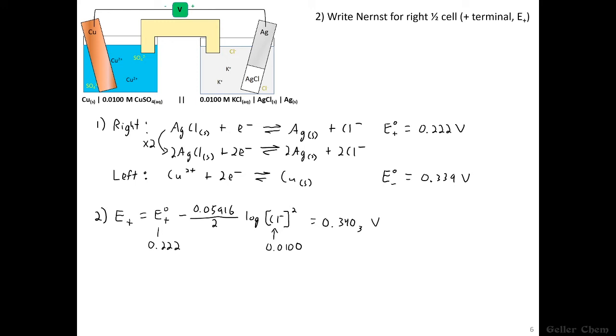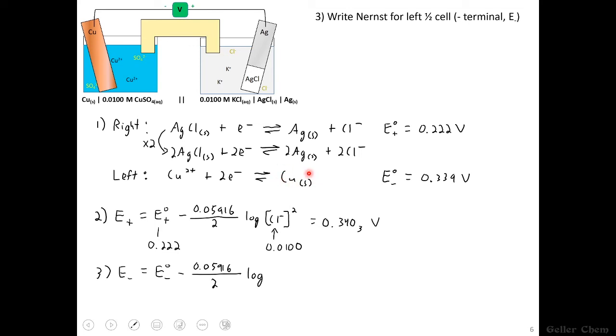Now let's see step 3. You can probably guess what this is. It's write the Nernst equation for the left half cell. So let's do it. Step 3. The true voltage on the negative terminal equals whatever that voltage would be at standard state minus 0.05916 divided by 2, just like before, log.